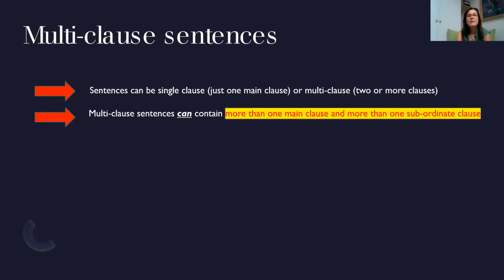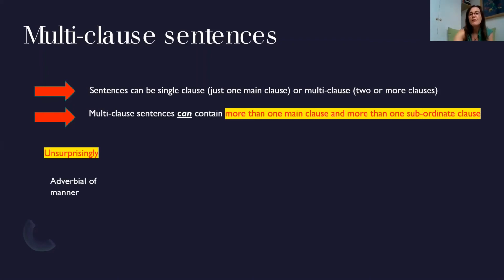Okay, so sentences can be single clause, just one clause, or multi-clause, which is two or more clauses within the same sentence. Multi-clause sentences can contain more than one main clause and more than one subordinate clause. I'll say that once more. Multi-clause sentences can contain more than one main clause and more than one subordinate clause.